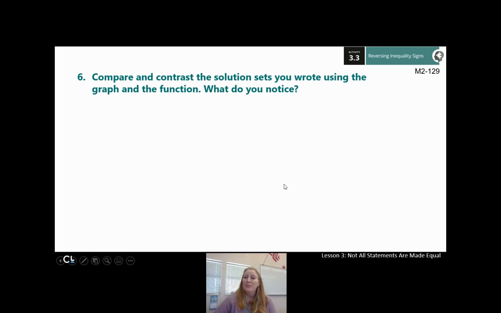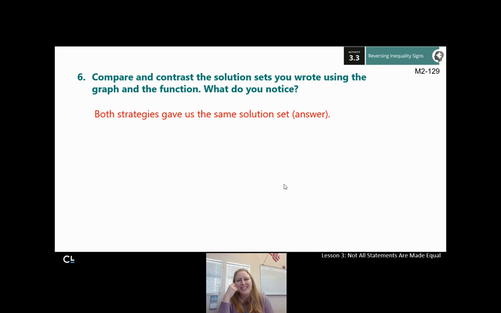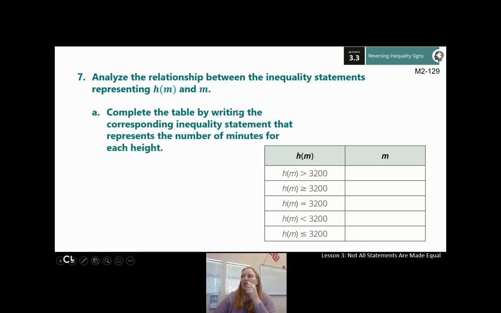So I don't know about you guys, but I noticed that both ways gave us the same answer. Both strategies gave us the same solution set. We got the same answer whether we used the graph or whether we actually wrote an inequality and solved it. We get the same thing either way. So that is terribly convenient and good to notice. So let's talk about this relationship between our inequality statements, between h of m and m, okay?